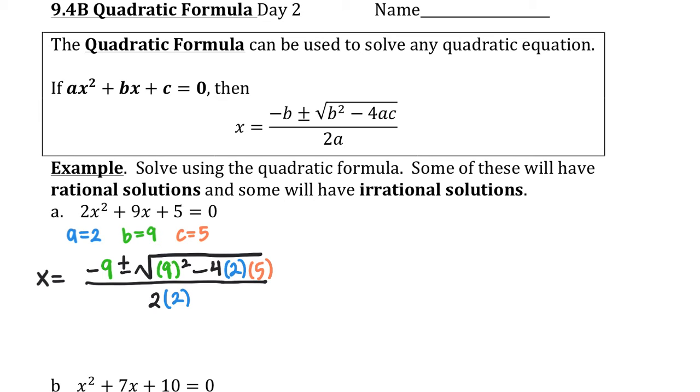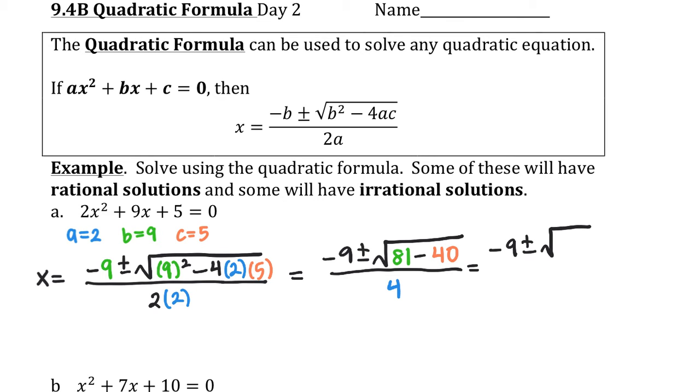Now we need to simplify our radical in our denominator and then see what we can do from there. So negative 9 plus or minus, in the radical, I have b squared, so 9 squared is 9 times 9, 81. Minus 4 times 2 is 8, 8 times 5 is 40. And then in the denominator, I have 2 times 2, which simplifies to 4. Okay, let me go ahead and subtract the radical. 81 minus 40 is 41.